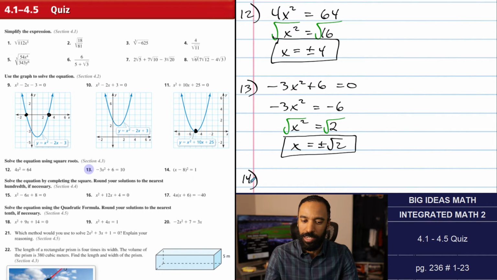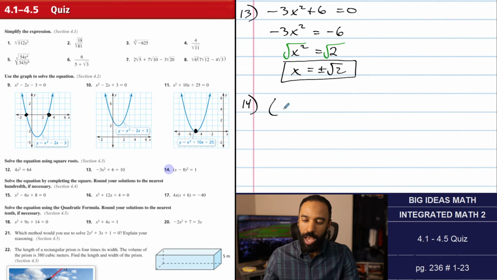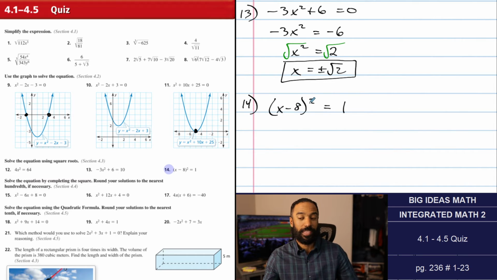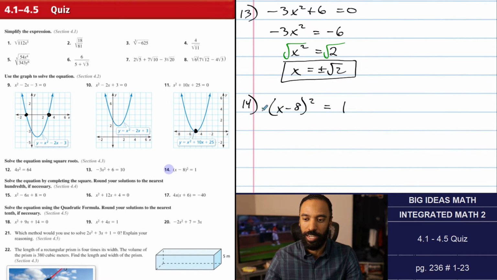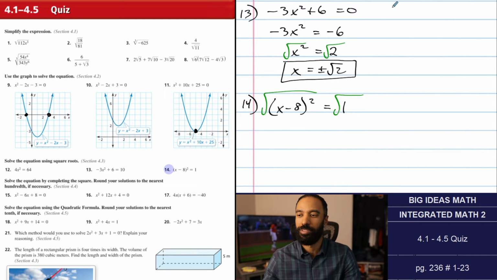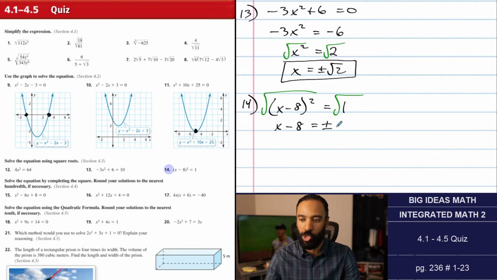Lastly, number 14 from this set. X minus 8 quantity squared equals 1. As much as someone might want to attempt to expand this, that would be a disservice to you. You already have a squared quantity with x in it. Take the square root of both sides right now. Square root of x minus 8 quantity squared is x minus 8. Here you'll get plus or minus the square root of 1, which is 1.